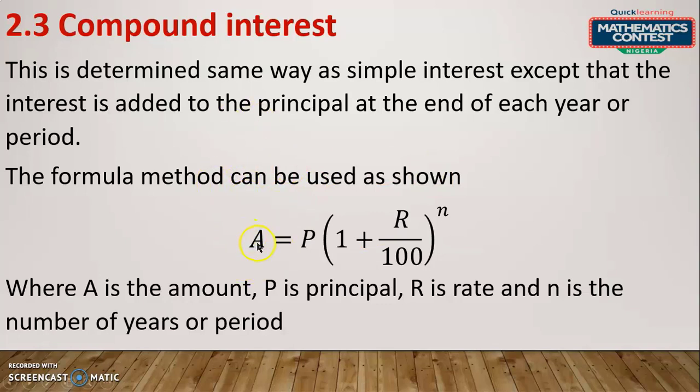The amount will be A equals the principal upon the bracket 1 plus the rate over 100, always to the power of n, where n here stands for the number of years or period. This is the formula we use to calculate, but at times there are some instances where we can actually use this formula directly. Now, depending on the question, let's proceed and you will get to understand what I'm saying.